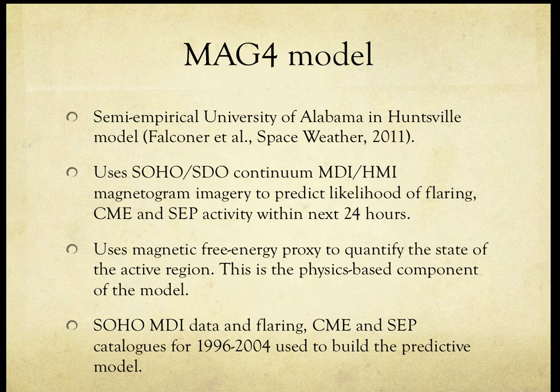Now, in contrast to ASAP model, there's also a little bit more of the physics built into the model. More specifically, the model uses magnetic free energy proxy to quantify the state of the active region. And this is really the physics component of the MAG4 model. And in the actual prediction part of the model, these folks use SOHO MDI data and flaring, CME and SEP catalogs from NOAA for years 1996 through 2004 to build an empirical predictive part of this model. So in the model, this magnetic free energy proxy is used to provide the parameterization for the state of the photosphere or the corona, and then the empirical part provides the capability to actually provide the prediction for flaring, CME and SEP activity. Okay.